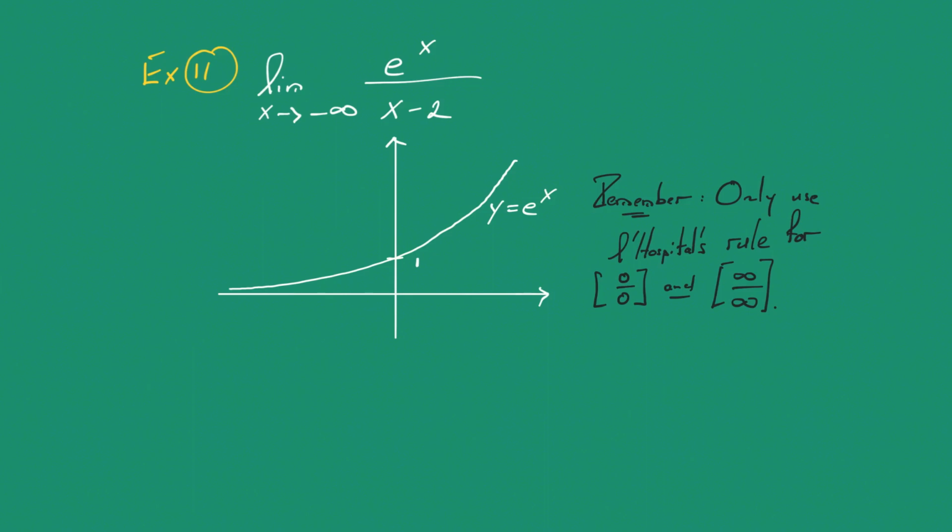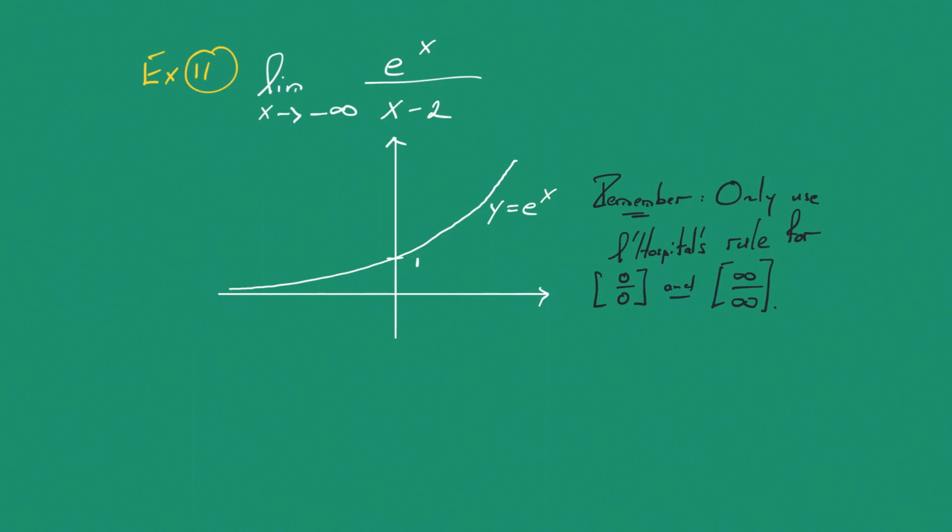All right, with our next example, we are supposed to evaluate the limit as x tends to minus infinity of e to the x over x minus 2. So this is a limit of a quotient, and we might wonder, can we apply L'Hopital's rule, or do we need to?